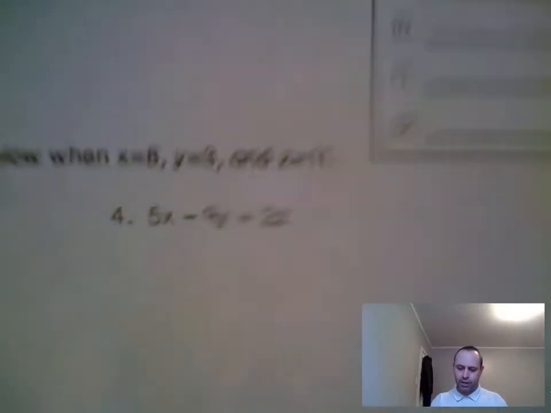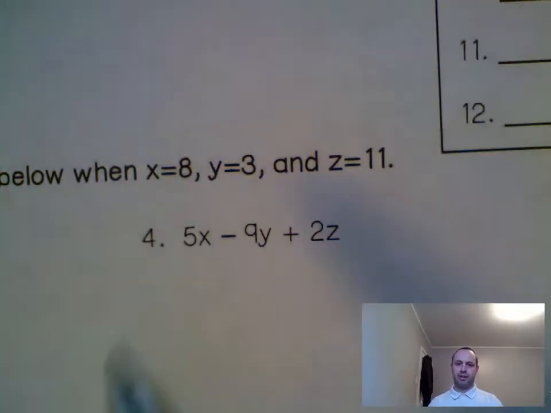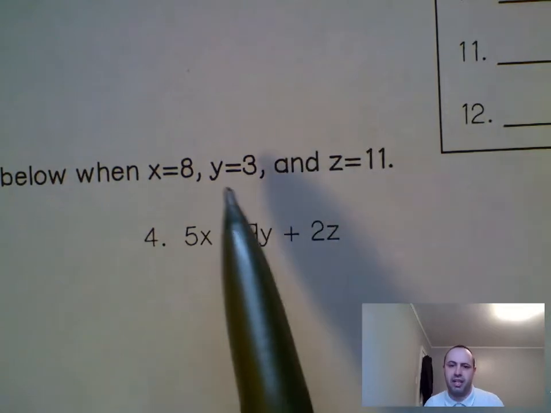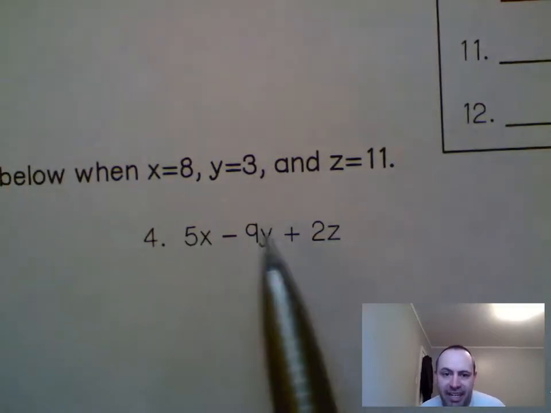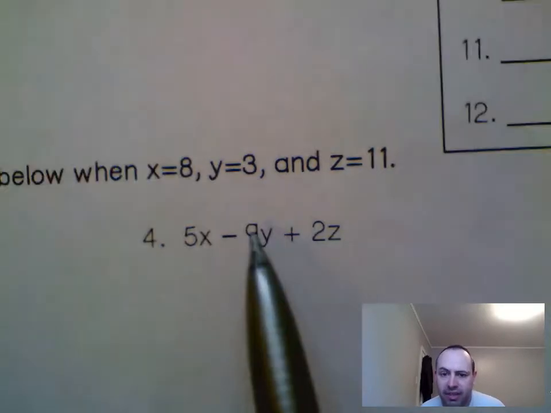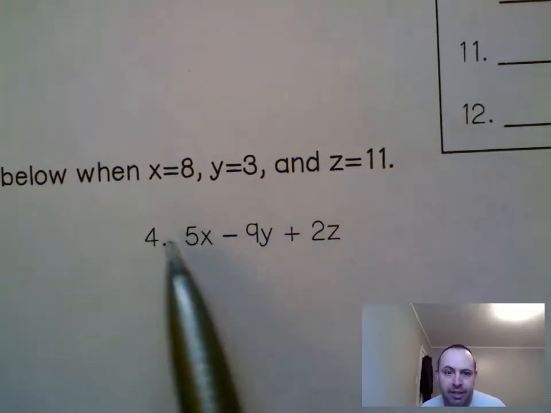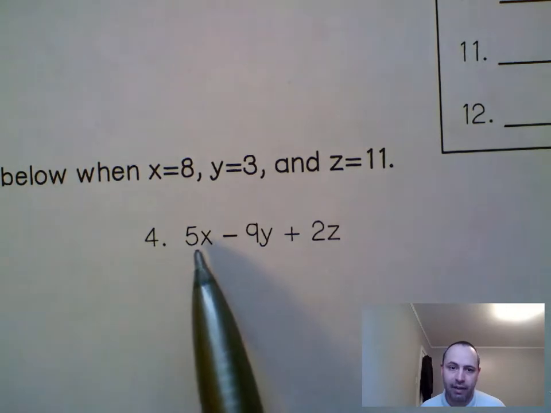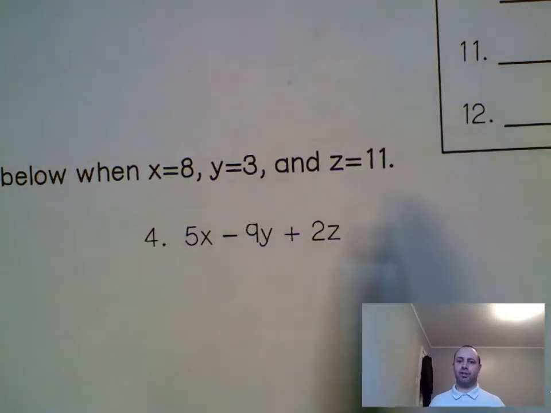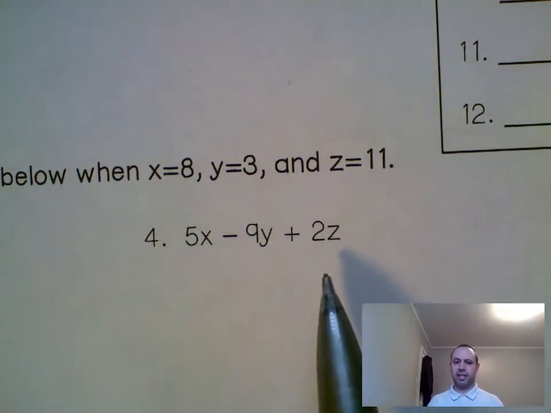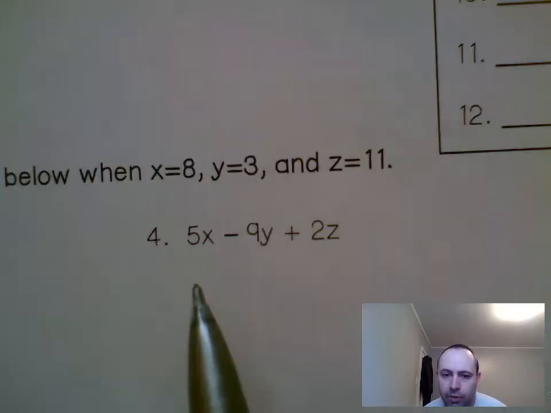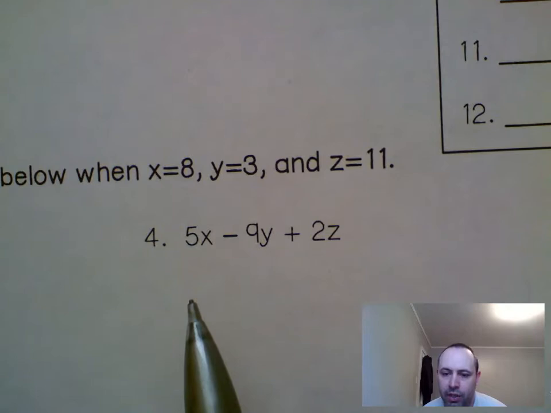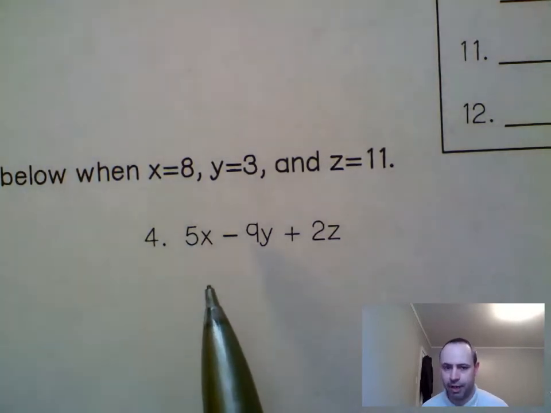Okay, number 4 you're going to do on your own. Just be careful when you plug these numbers in. For instance, when you plug in the 3 for the y, make sure that's not 93. Make sure you know that that means 9 times 3. Same thing with this would mean 5 times 8. And then you'll have to follow your order of operations carefully. Be careful when you get to addition and subtraction. Remember, they're a tie. So when you get to addition and subtraction, move left to right.